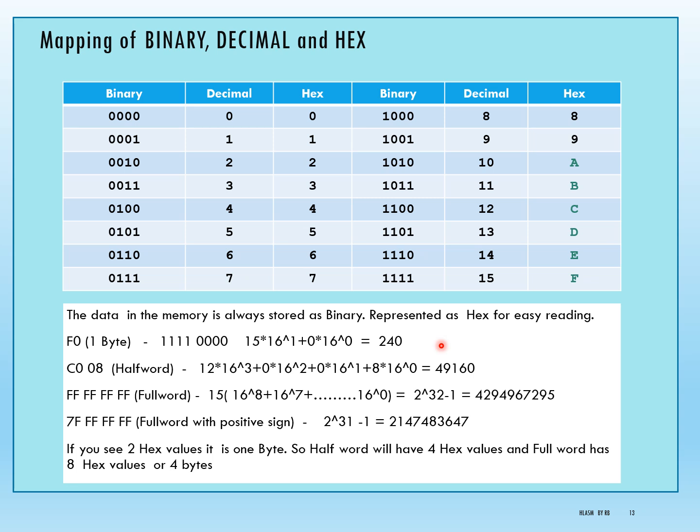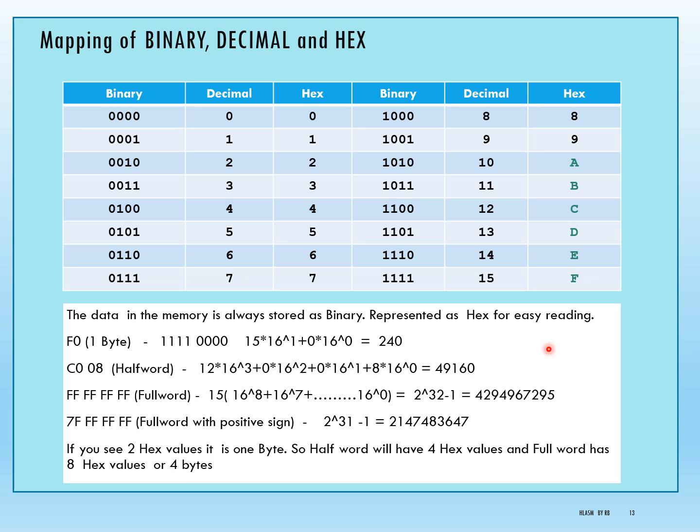Similarly, if you have seen C008, for example, this is a half word. Why? C0 is 1 byte and 08 is 1 byte. Keep this in mind. The moment you see 4 hex letters, that means you are talking about 2 bytes, because each byte is represented by 2 hex values, like C0, or 08, or DE, whatever it is. So C0 and 08 together is a half word, and its value is 49,160.